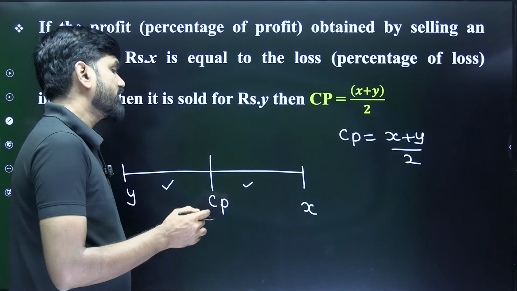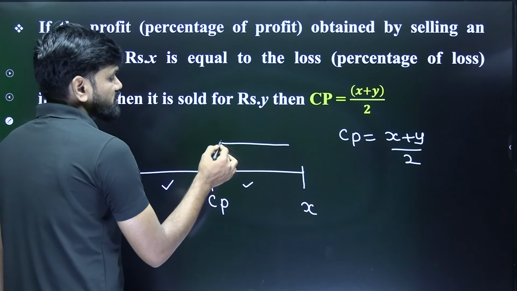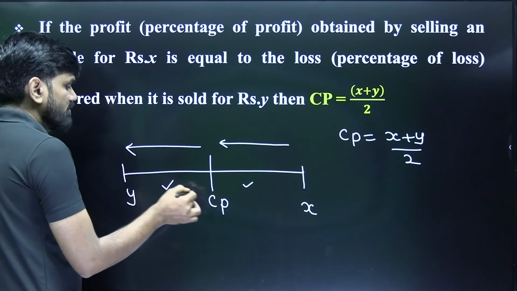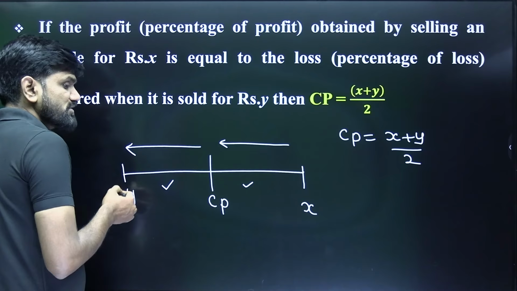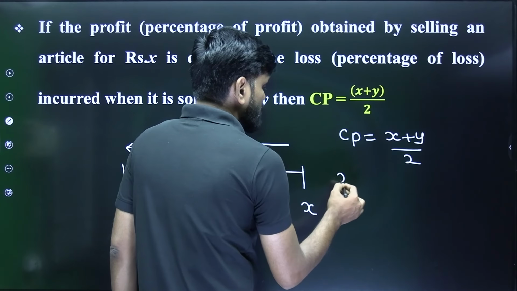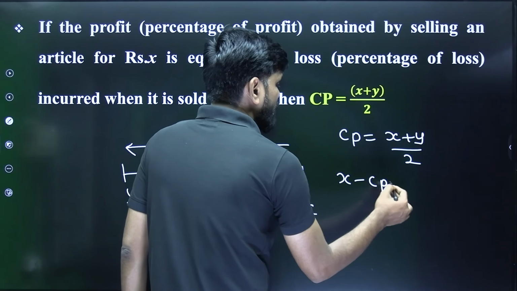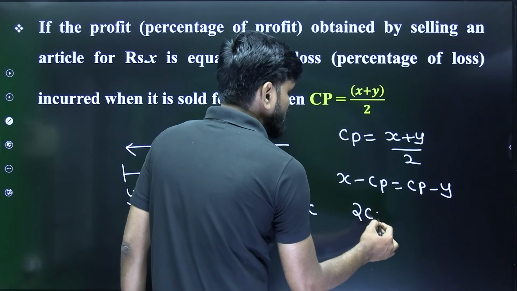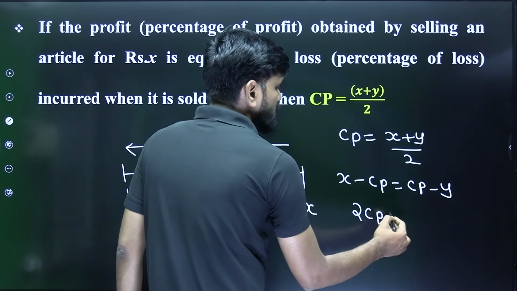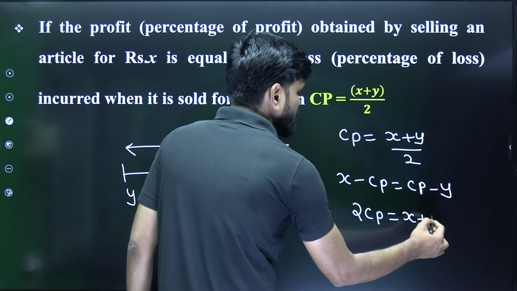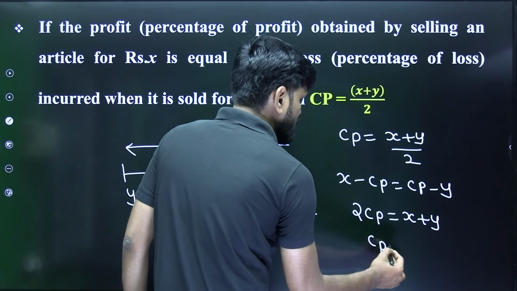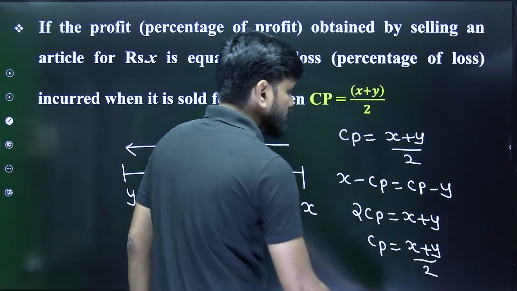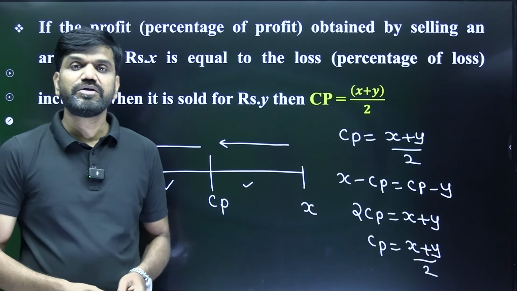Valid. So how do we get the profit? The profit is selling price minus cost price. If selling price is more than cost price, that is profit. Cost price minus selling price will give you loss. This is loss. This is profit. Frame the equation, you will get it. X minus CP is equal to CP minus Y. From this I can say 2CP is equal to, sending this CP that side, 2CP equals X plus Y. From that I can say CP equals (X plus Y) by 2. That's how that formula has come.